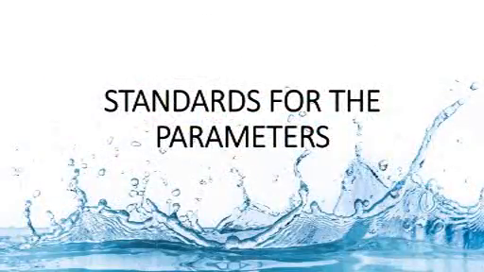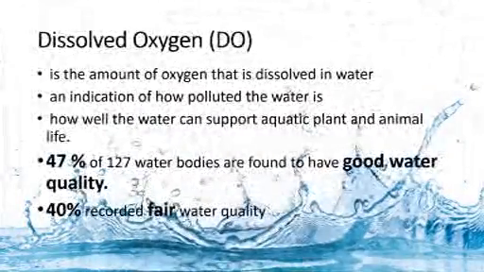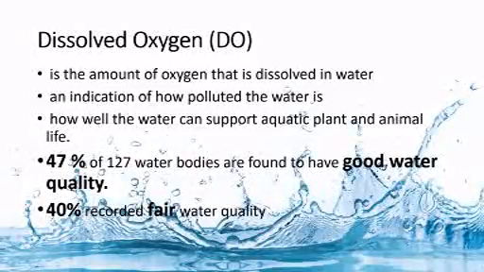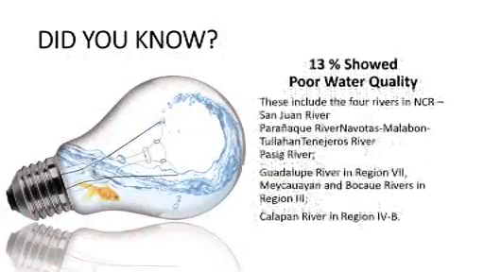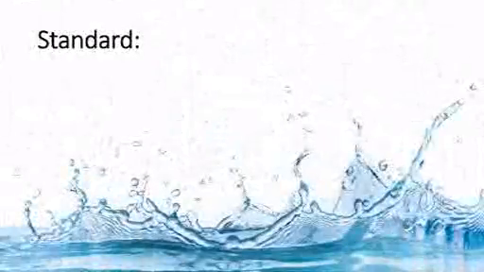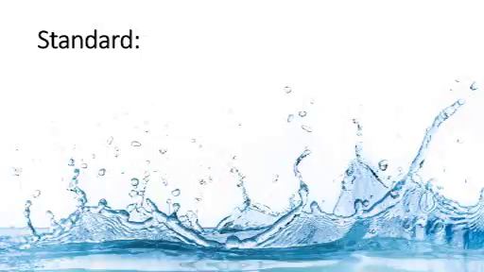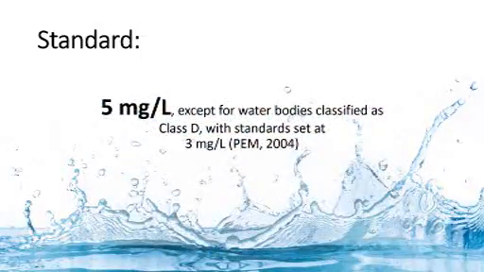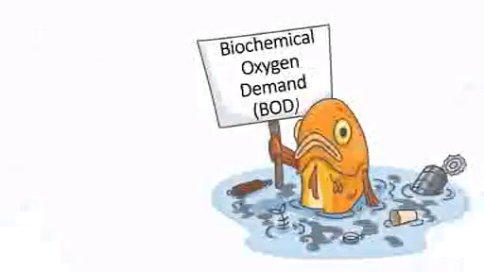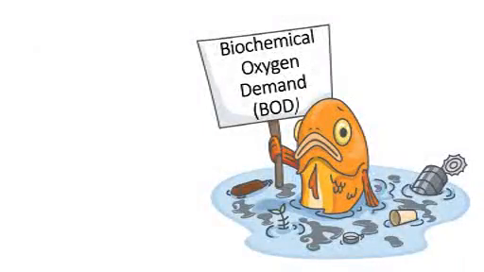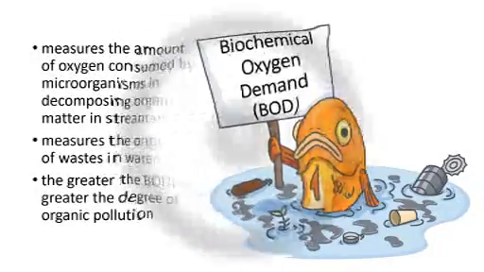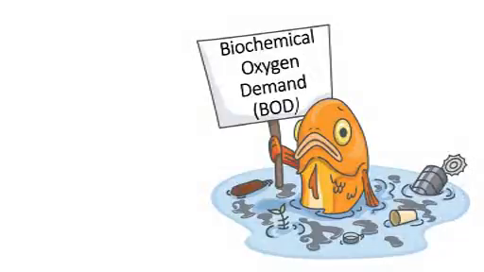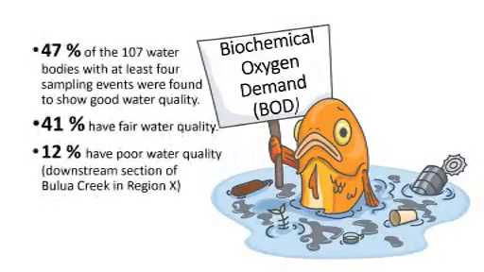Dissolved oxygen is the amount of oxygen that is dissolved in water and is essential to healthy streams and lakes. It is also a water quality parameter used as an indication of how polluted the water is and how well the water can support aquatic plant and animal life. Generally, the national standard for dissolved oxygen is 5 mg per liter, except for water bodies classified as Class D and Class SD, with standards set at 3 mg per liter and 2 mg per liter respectively. The national standards for biochemical oxygen demand vary from 1 to 15 mg per liter, based on beneficial water usage and classification.